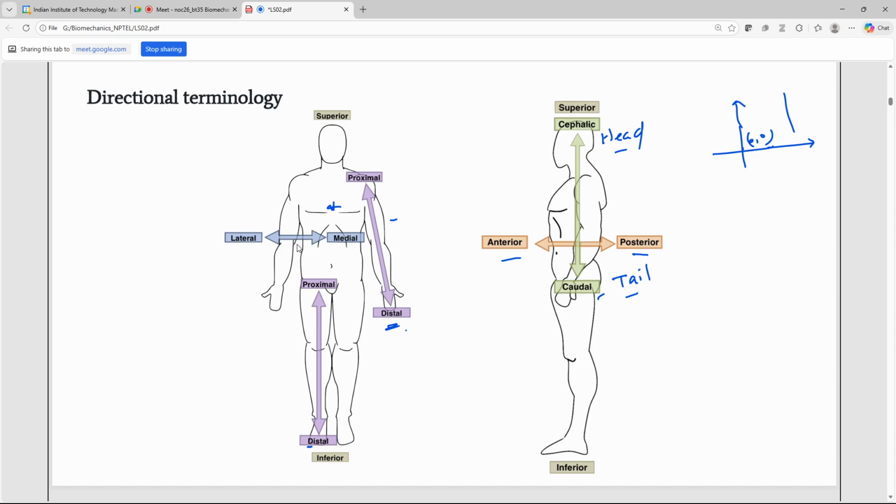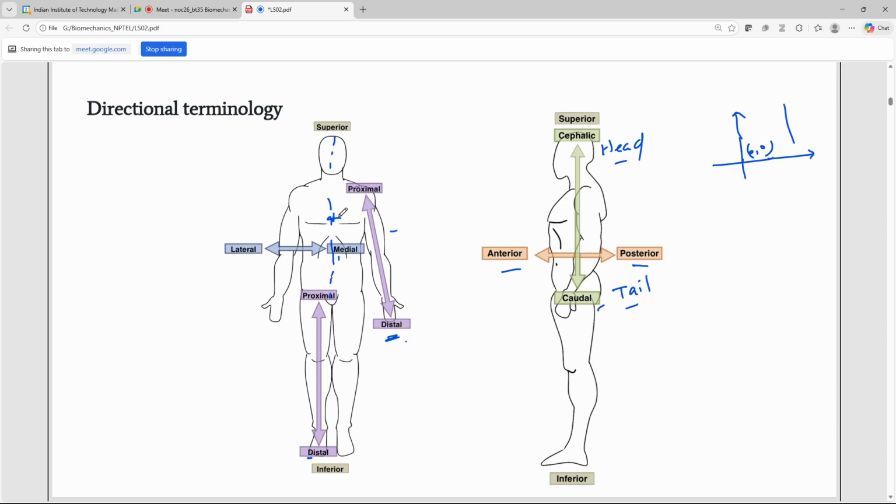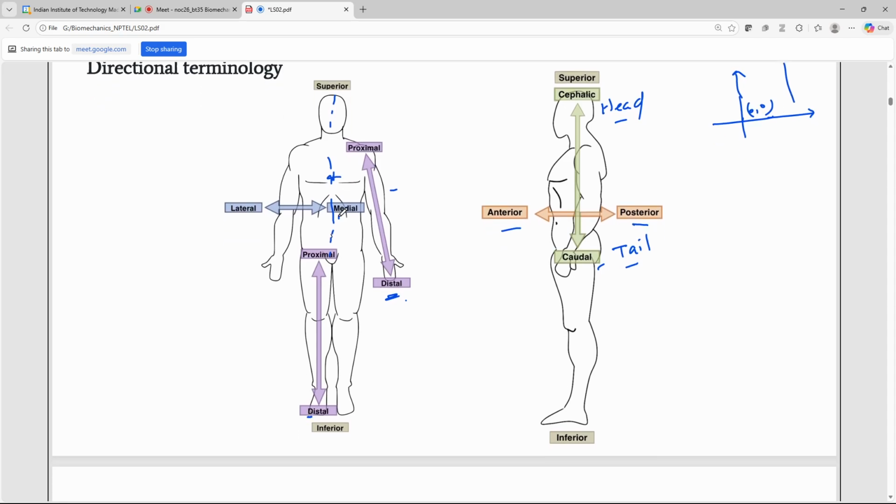And lateral and medial. Lateral is moving away from the midline of the body. Suppose we are taking this as the midline, we can cut the body into symmetric halves by such a line. So that is the midline. So anything moving away from the midline is called lateral, and anything moving towards the midline of the body is called medial.